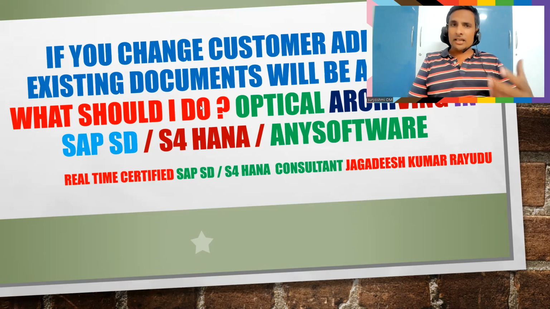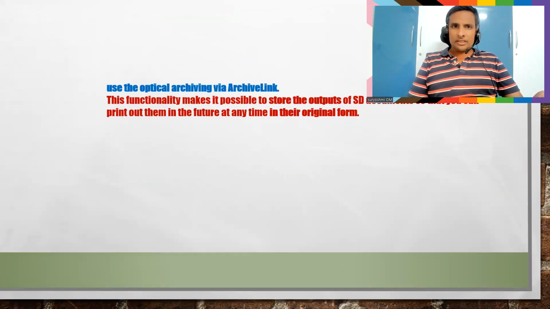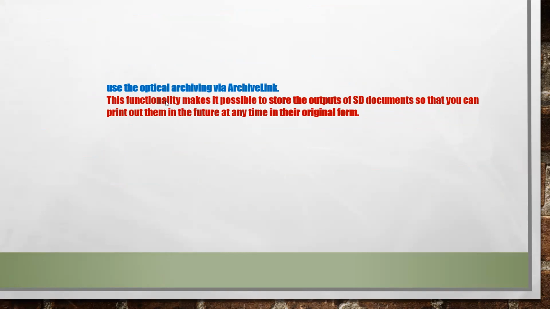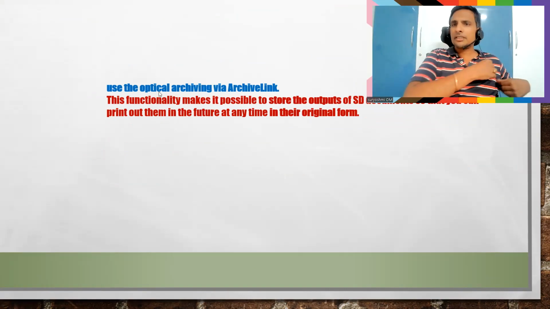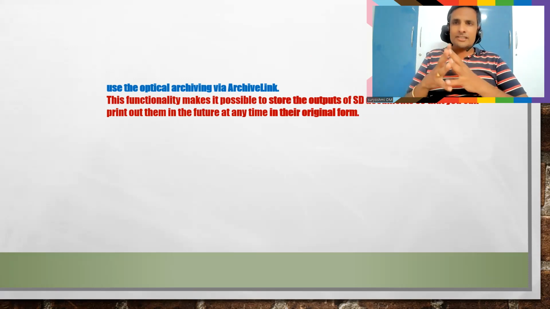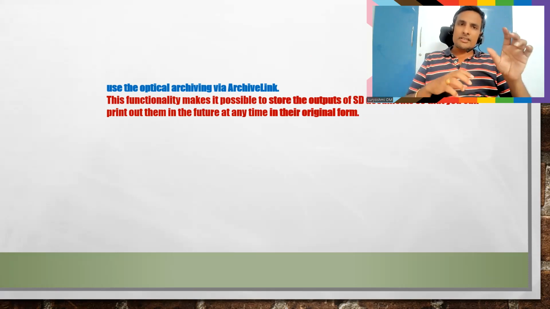What exactly is optical archiving? First thing, let me show you. Use the optical archiving by archiving link. This functionality makes it possible to store output of SD documents so that you can print them in future at any time in their original form. Okay, no worries. I'm also not good at English sentence framing, but let me try to help you understand. So if any old documents are there, and anything is needed for proof or auditing, if you'd like to print, you can archive by using the print output type.